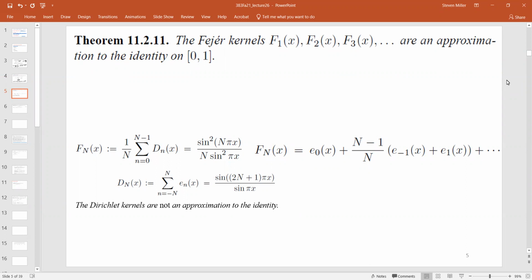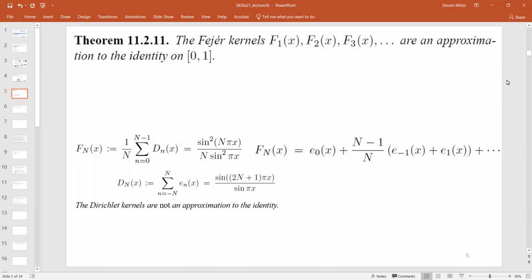If you look at it, I can write it as e_0(x) plus (n minus 1)/n times e_{-1}(x) plus e_1(x), and so on and so on. This is just going through and looking at what the Dirichlet kernel is, and we're summing these from 0 to n minus 1. So the e_0 term occurs in all big N choices. The e_1 and the e_{-1} occur in everything but the 0th term. That's why you have an (n minus 1) over n, and so on and so on.